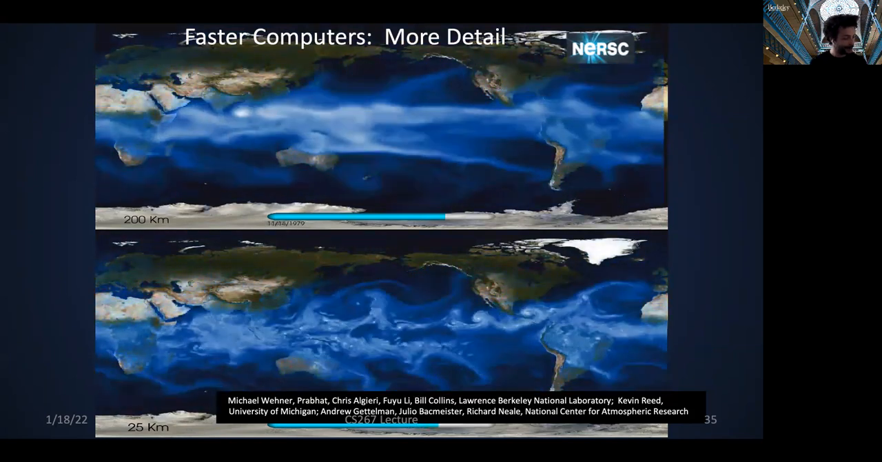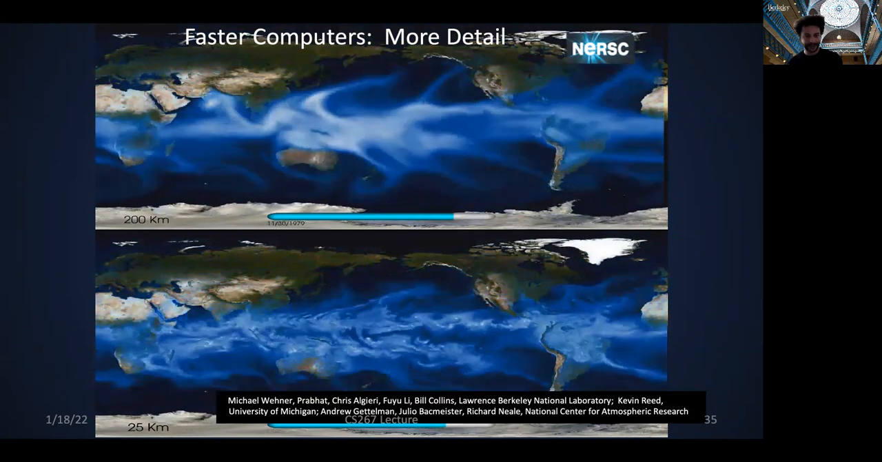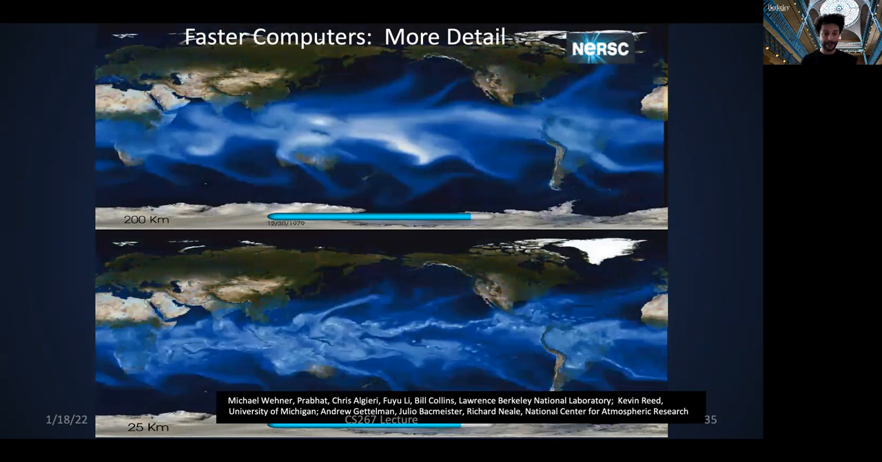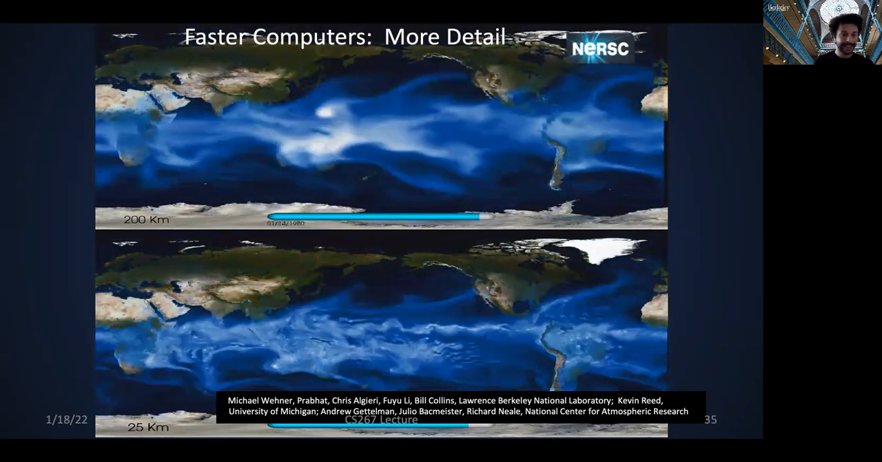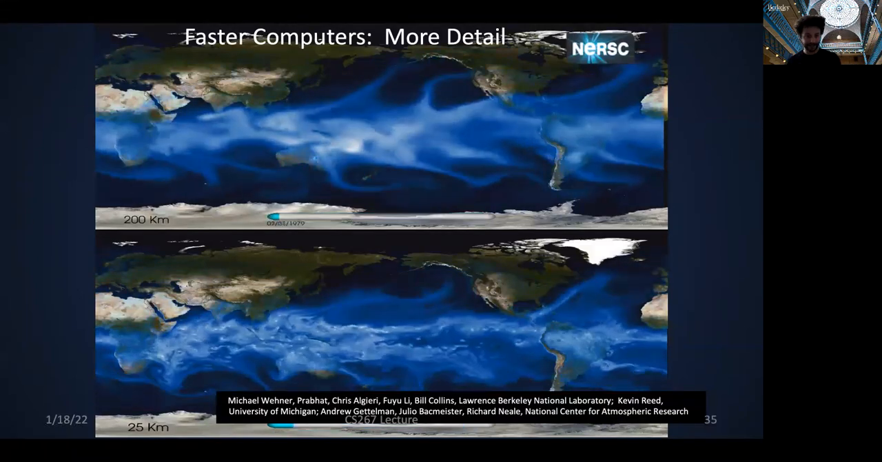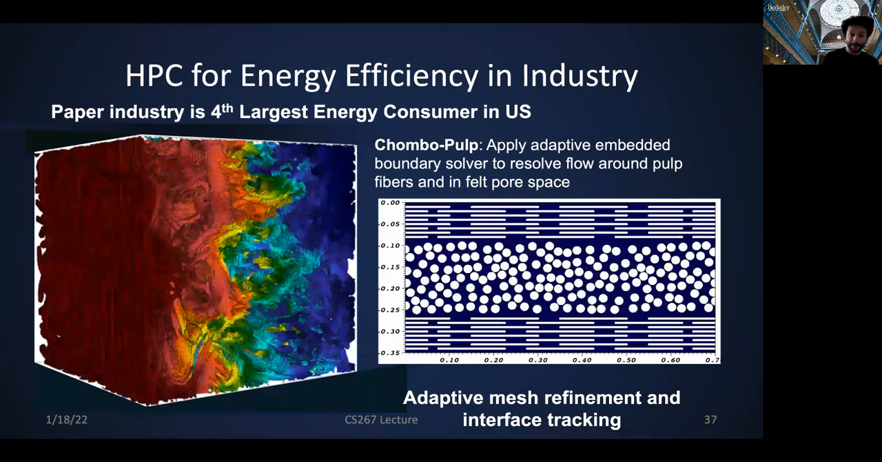At top, things are smoothed out due to lack of resolution, but you're actually learning more at the bottom. You don't see the formation of hurricanes and extreme weather events at the 200 kilometer resolution, but you can see them at the bottom picture. So it's not really just visual effects. High performance computing is used, and simulation in particular, used a lot in industry as well. And a lot of the same technology that's been developed over the years is actually usable in this space as well. So it's just one example.